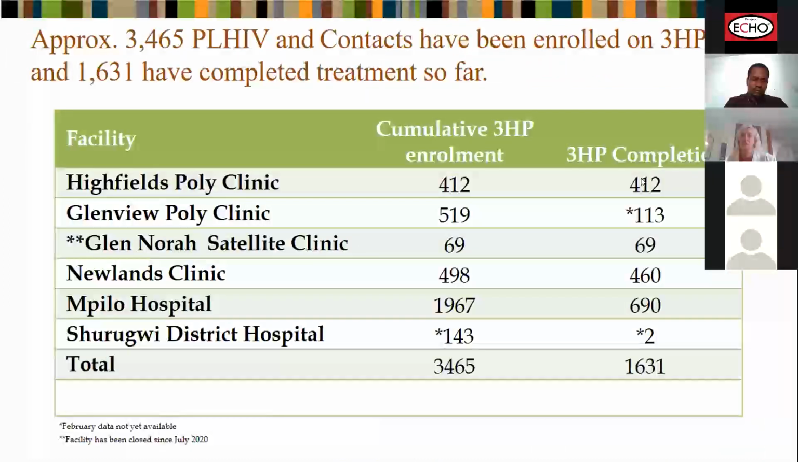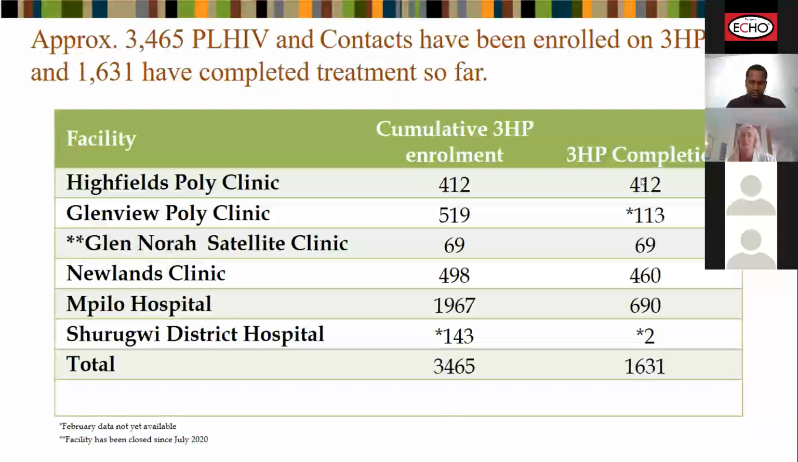So far, we have about 3,500 PLHIV in contacts who have been initiated on 3HP, and of those, 1,600 have completed so far. So the facilities are like Harare, Highfields Polyclinic, and Glenview. Those are the ones which started earlier, and Mpilo. So that's why you see a bigger number of patients who have completed.